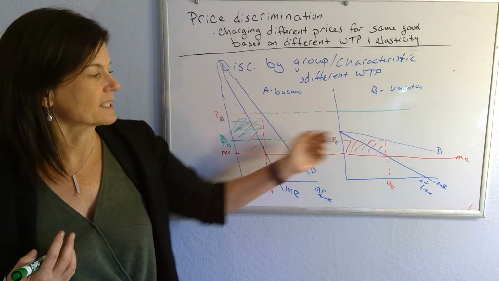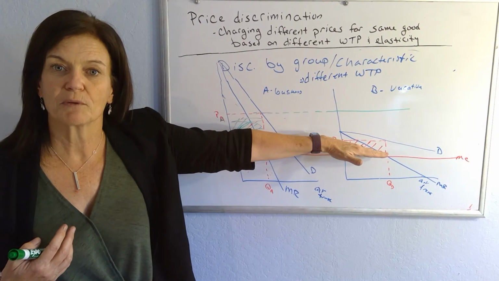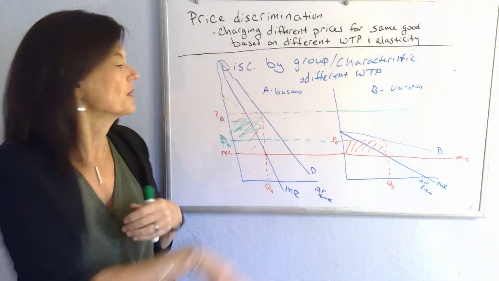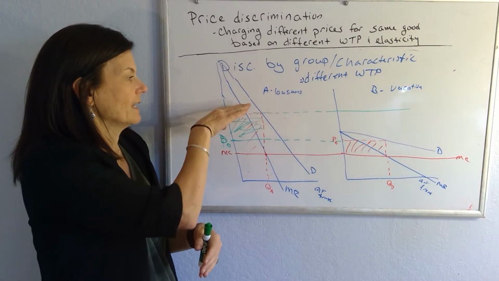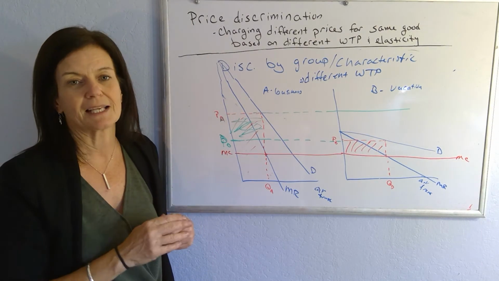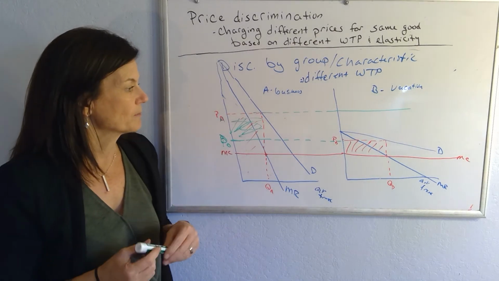So senior citizen discounts say, we'll keep the price low for you to attract you to our business, but for people who are working and have a steady income stream with a higher willingness to pay or less elastic demand, we'll charge them more.